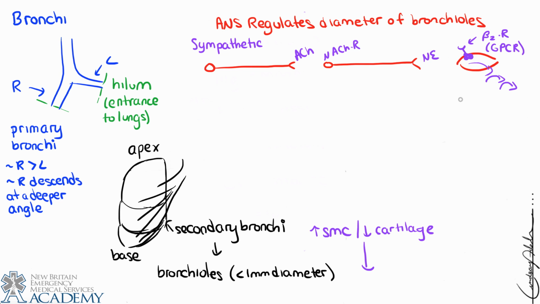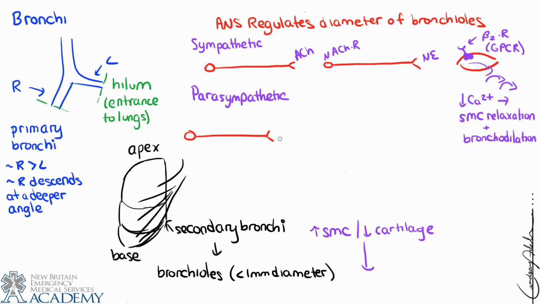that ultimately result in, so we generate cyclic AMP as our second messenger, and then what we get is a decrease in calcium inside the smooth muscle cell, which leads to smooth muscle cell relaxation, and therefore bronchodilation. So sympathetic activation ultimately leads to smooth muscle cell relaxation and bronchodilation in the bronchial cells.